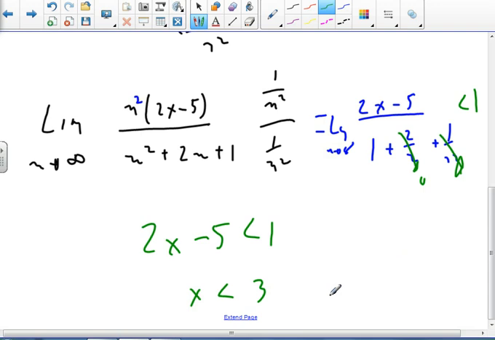But it says it can be equal to 3? It says it can be equal to 3 also. So I don't see how they get equal, unless I'm just goofing off and putting it down. If x equals 3, 2 times 3 is 6, minus 5 is 1. Well, if it's equal to 1, I have to use some other test to see whether or not it converges. All right.